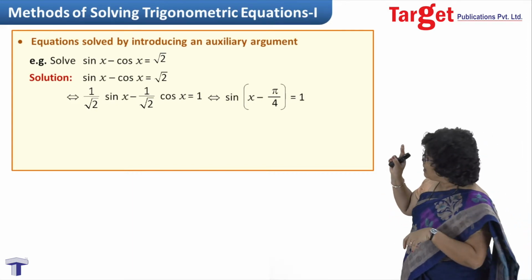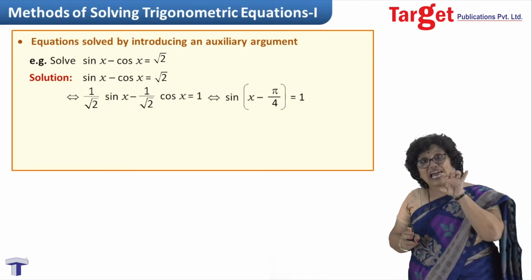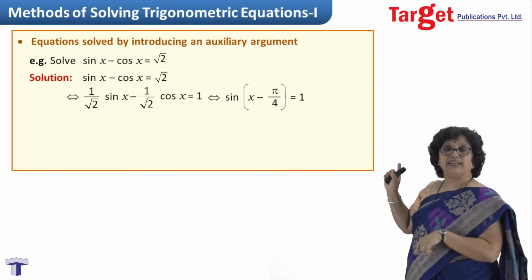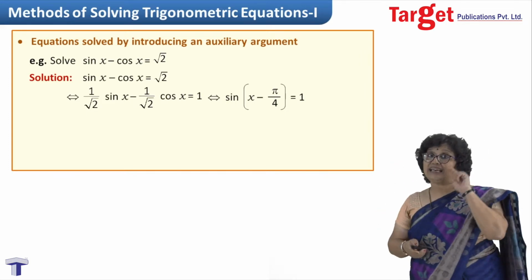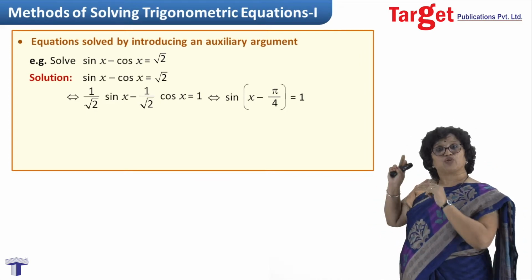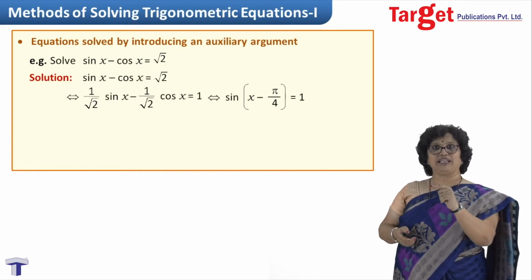That quantity 1 by root 2 which is attached with sin x, I treat as cos pi by 4. And the second 1 by root 2 which is given there with cos x, I treat as sin pi by 4. So that it looks like sin x cos pi by 4 minus cos x sin pi by 4. And that is nothing but sin (x minus pi by 4).